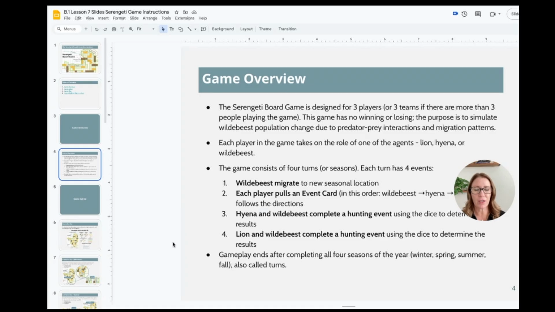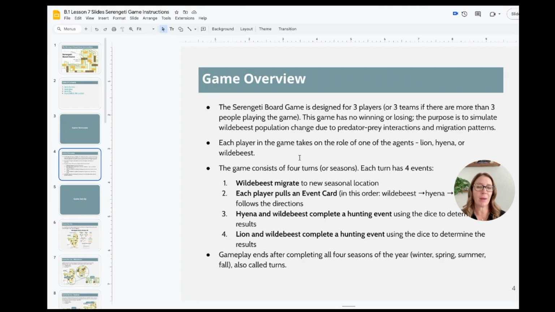So here's the main gist of the game. It's designed for 3 players. I would suggest you have teams, so 2 people on each team, to help make sure everyone's doing this correctly, but also you don't have to set up as many game boards. There's no winning or losing. The purpose is to simulate wildebeest population change due to predator-prey interactions, although the kids feel like they're trying to win even when they play.